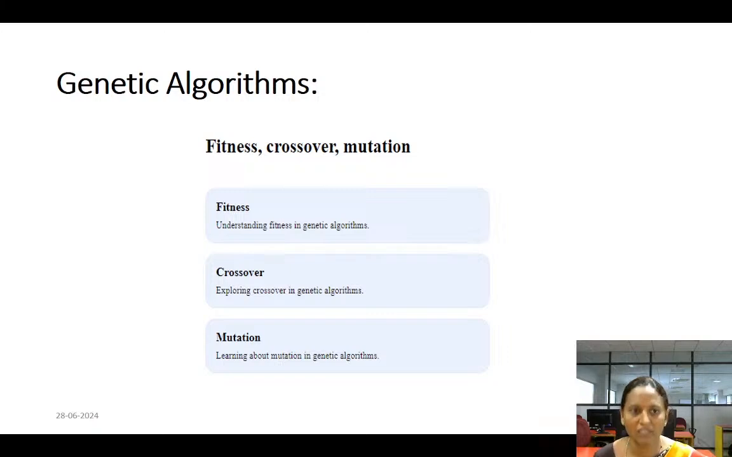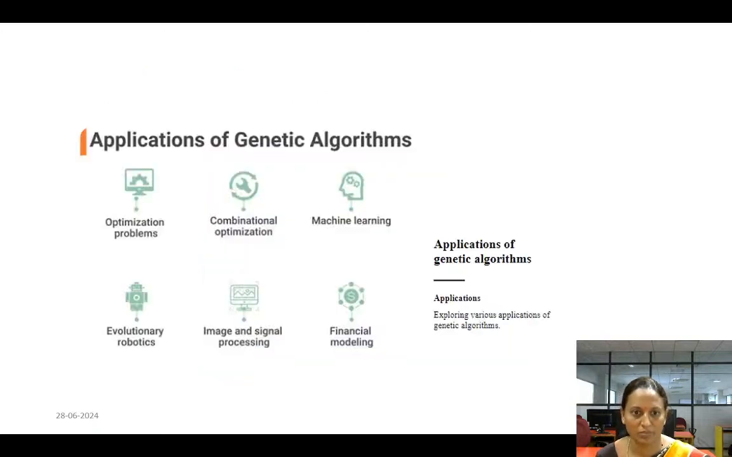The last unit mainly covers genetic algorithms, where we are going to work on fitness, crossover and mutation. These are the 3 basic algorithms with respect to genetic algorithms, where we are going to stress some of the problems with fitness, crossover and mutation, and we try to again develop a model and predict its accuracy against the other machine learning algorithms. So these are some of the applications of genetic algorithms.